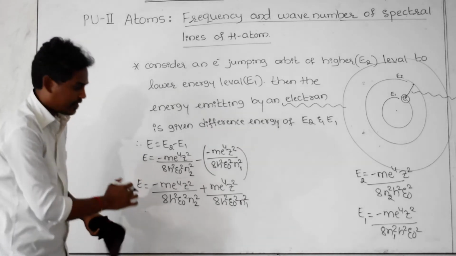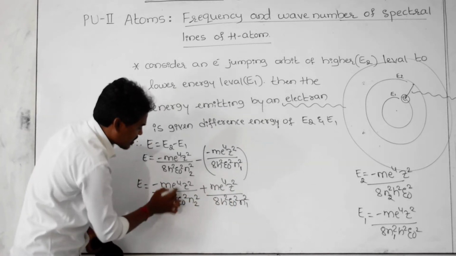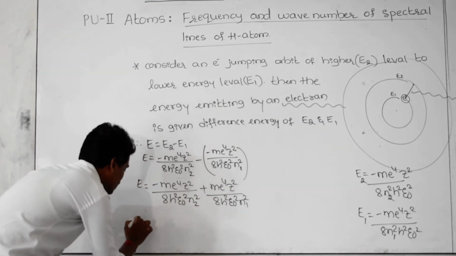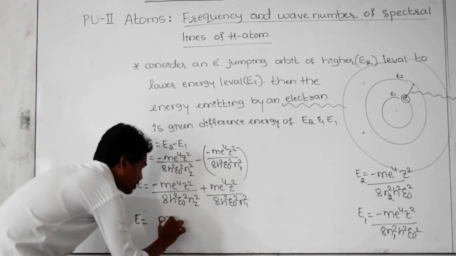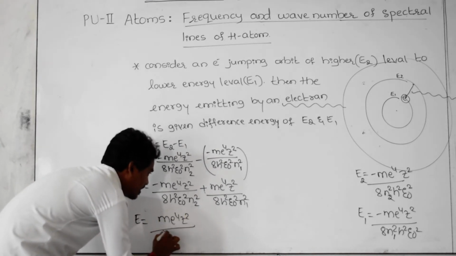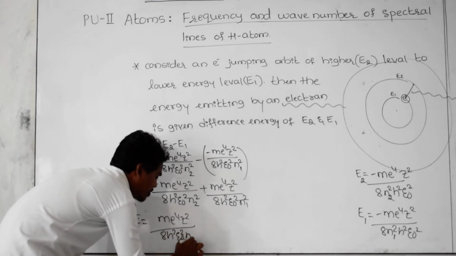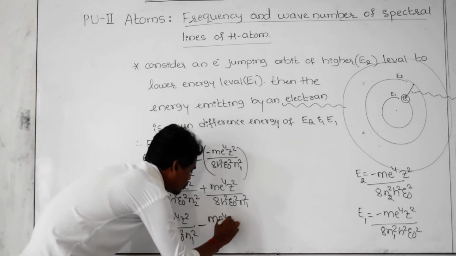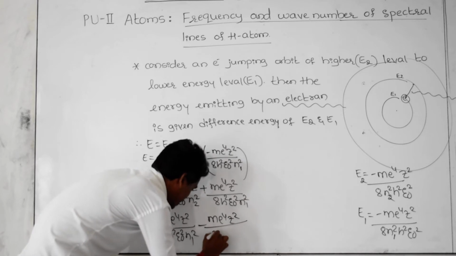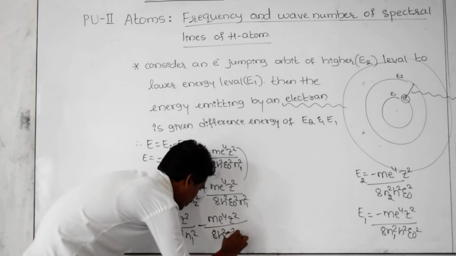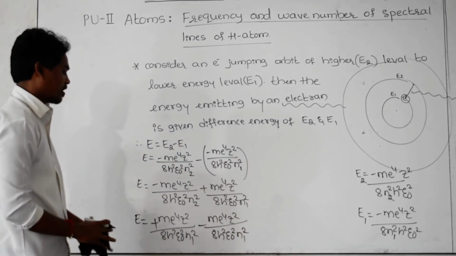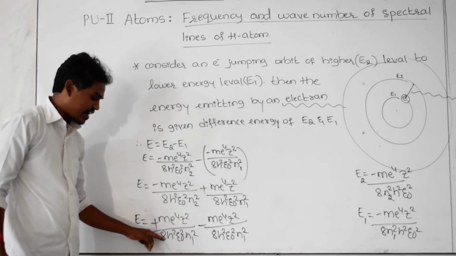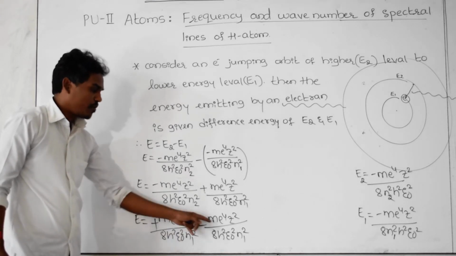Just take this term first, and take this term as the second one because it is a plus and it is a minus. Next I am rewriting this one as E is equal to m e raised to 4 z square divided by 8 h square epsilon naught square n1 square, and I am taking this term to that side, minus m e raised to 4 z square divided by 8 h square epsilon naught square n1 square. What are the common values here? m e raised to 4 z square divided by 8 h square epsilon naught square is common on both sides.